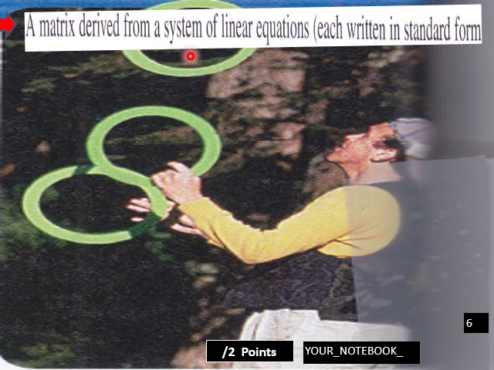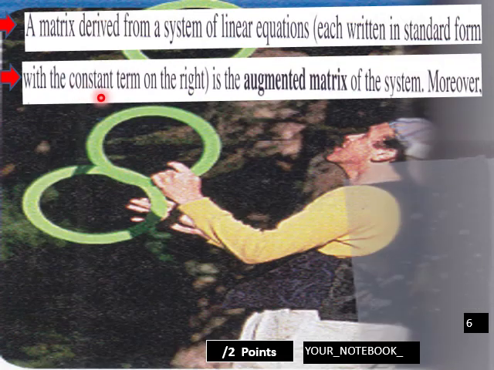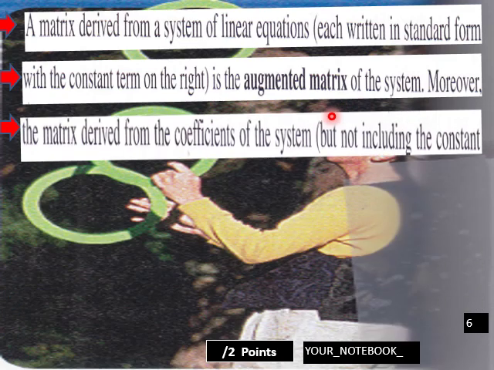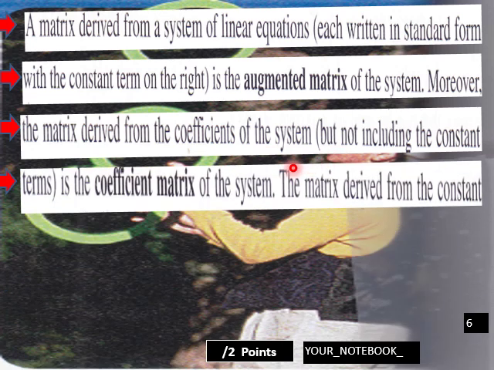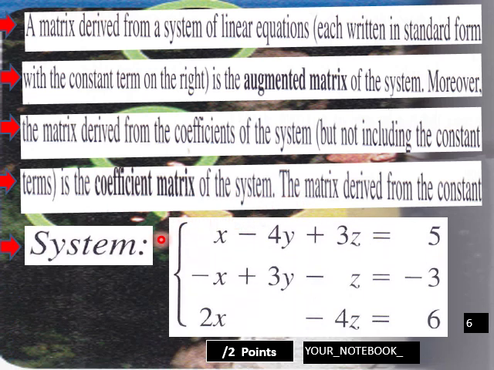A matrix derived from a system of linear equations, each written in standard form, with a constant term on the right, is the augmented matrix of the system. Moreover, the matrix derived from the coefficients of the system, but not including the constant terms, is the coefficient matrix of the system. The matrix derived from the constant terms of the system is the constant matrix.